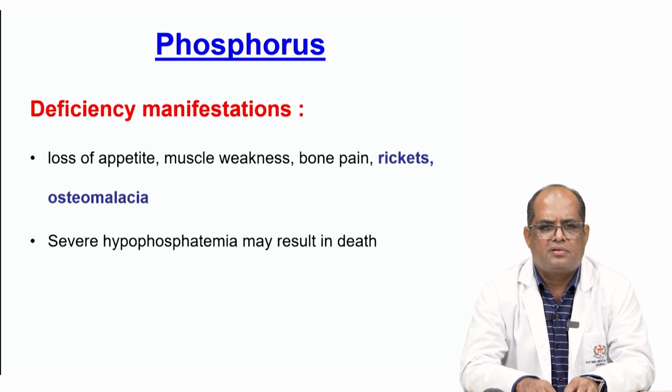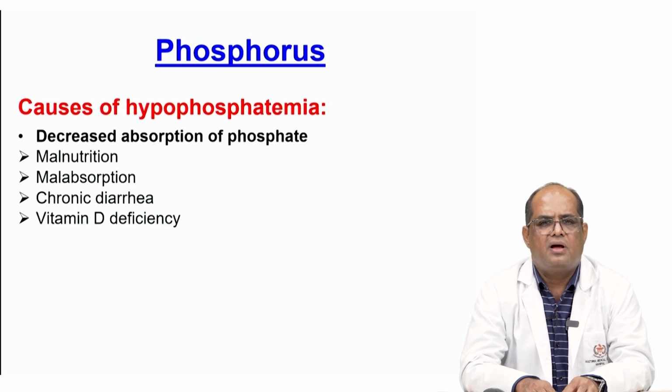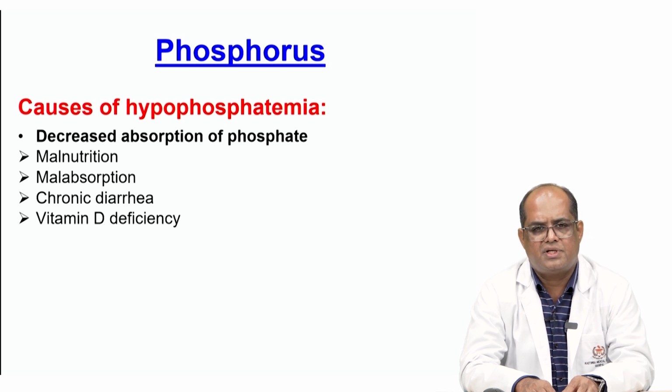Deficiency manifestations are loss of appetite, muscle weakness, bone pain. Along with calcium deficiency, it causes rickets in children and osteomalacia in adults. Severe hypophosphatemia may result in death. Causes of hypophosphatemia, that is decrease in phosphorus level in the blood: decreased absorption of phosphate, mainly in case of malnutrition, if adequate phosphorus rich food is not taken in the diet; malabsorption, where there is a problem with the absorption of phosphate; chronic diarrhea, where there is loss of phosphorus in the stool; and vitamin D deficiency, because of the decreased absorption in the intestine and also reabsorption in the kidneys.